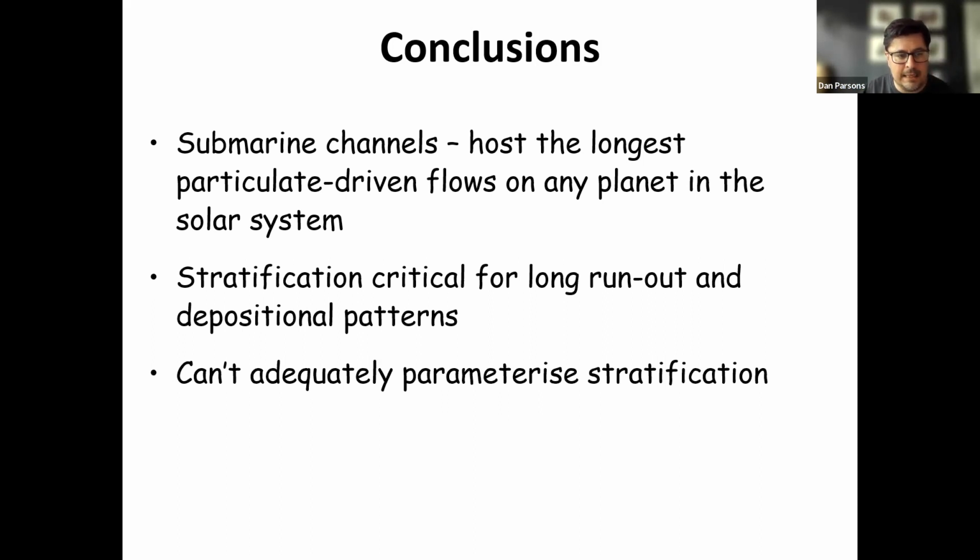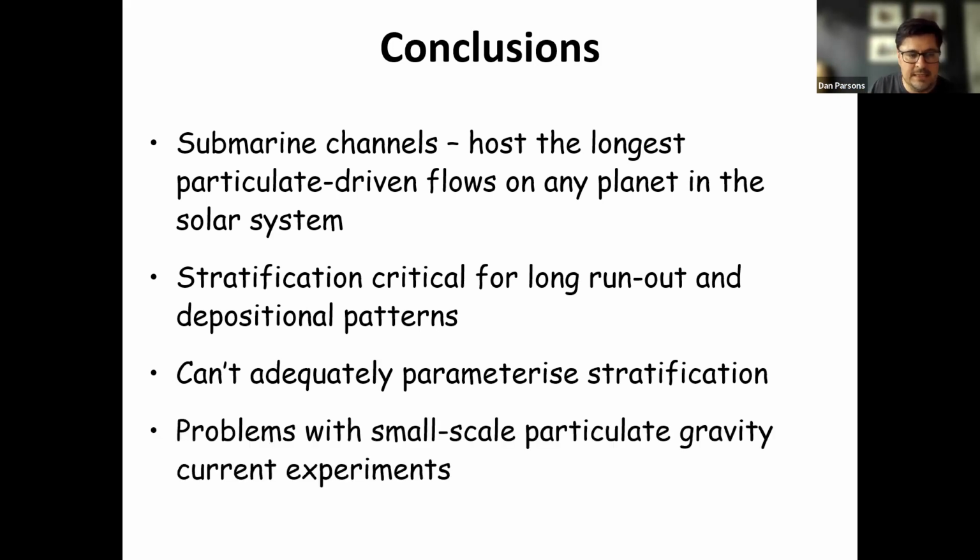However, we can't adequately parameterize that stratification, particularly in terms of our laboratory experiments that have a series of scaling issues, and the way in which we then use those small scale particulate gravity current experiments to drive understanding is certainly not there yet. So we've gone to the Black Sea, we've gone to the Congo Canyon. We've also done lots of work on Monterey Canyon and in Bute Inlet as well, that I haven't had time to speak about today, to start to look at these processes and this coupling as well.